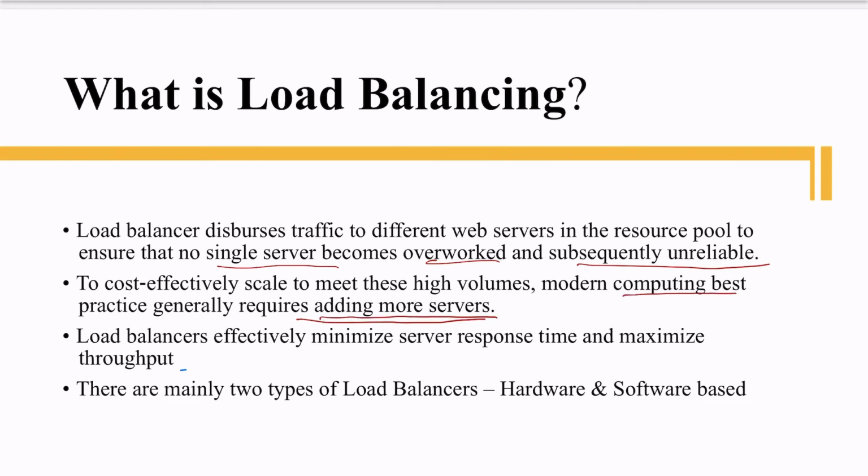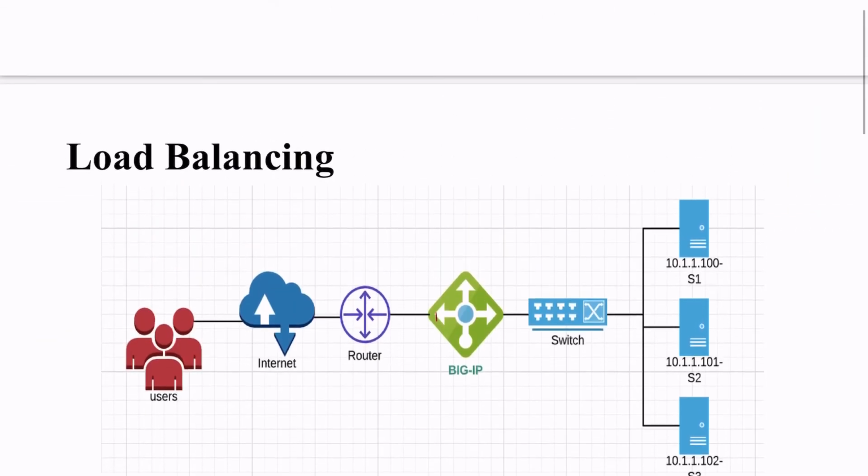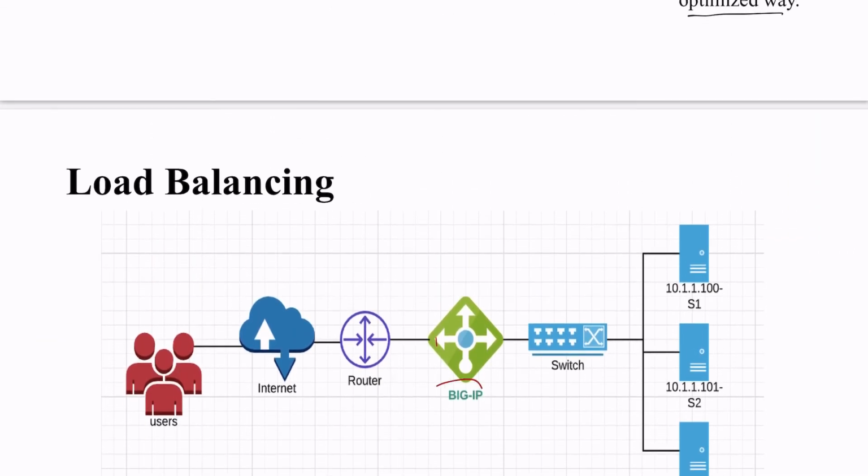So with the help of load balancers, we can effectively reduce the server response time and maximize the throughput. There are two types of load balancers, hardware and software. Functionality will be the same. There will be no difference in terms of performance. In terms of configuration, it is just that one will be hardware and the other one will be software. I will explain these. One thing I didn't tell you is that this load balancer sits between external and internal.